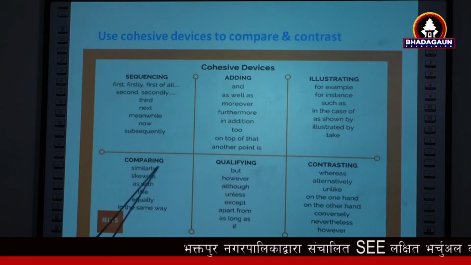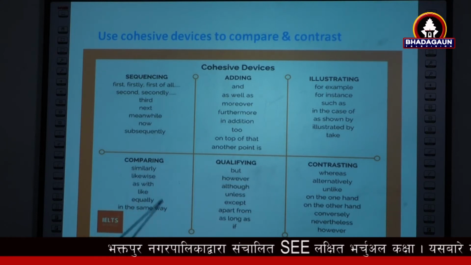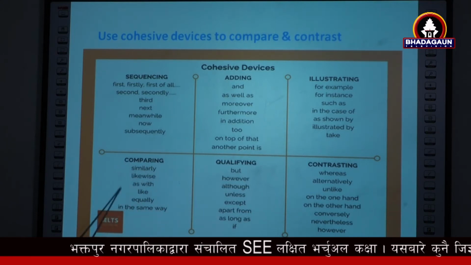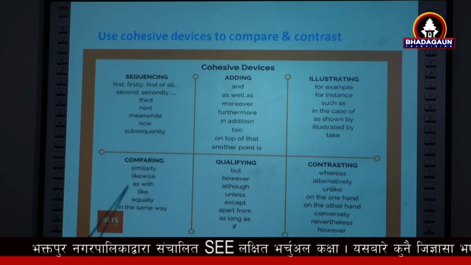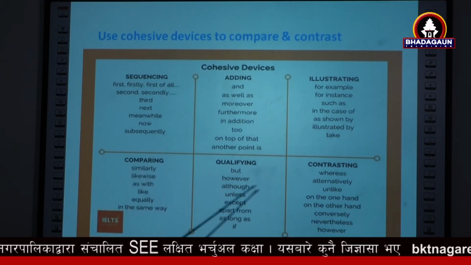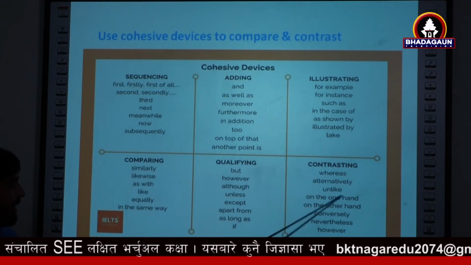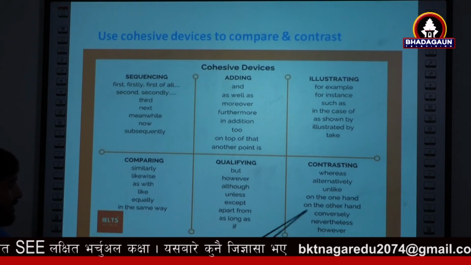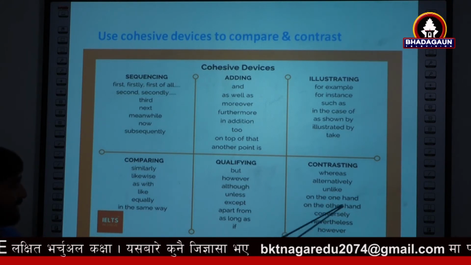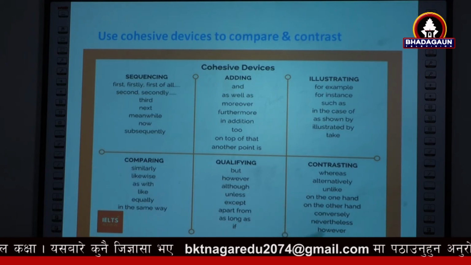So generally, similarly, likewise, as with, like, equally, in the same way, we compare ideas using those cohesive devices. If you use those cohesive devices for comparing, that will be very nice. And for contrast, opposite ideas: whereas, alternatively, alike, on the one hand, on the other hand, conversely, nevertheless, however. These are the contrasting cohesive devices.